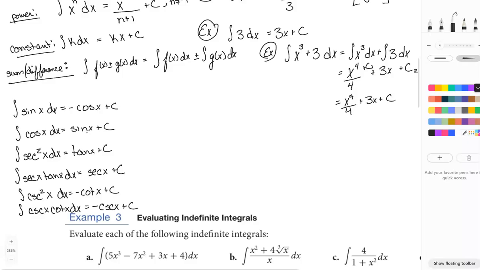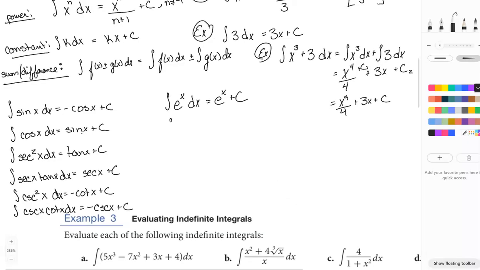Now let's talk about our log and exponential rules. If I integrate e to the x with respect to x, it's going to be e to the x plus c. The derivative of this is that. If I integrate 1 over x, we had a function that we took the derivative of to get 1 over x, and that was your ln function. Okay, but notice this is going to be the ln of the absolute value of x plus c. The absolute value is going to be important because remember, with the ln function, we have domain restrictions.